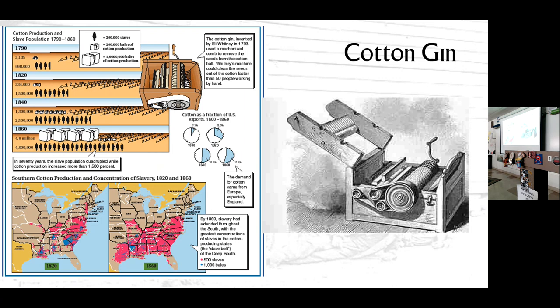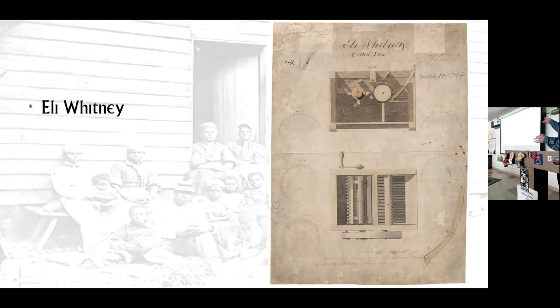Most slaves were on the big plantations. And so, a huge amount of cotton production. And there's Eli Whitney. That's the cotton gin. That's his actual patent design. I just thought that was kind of cool.